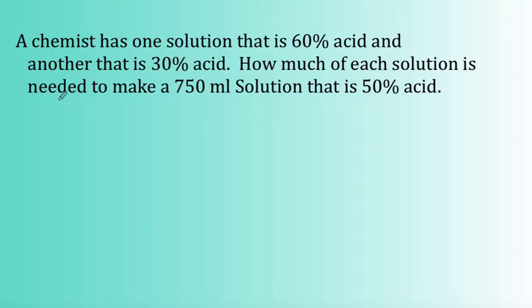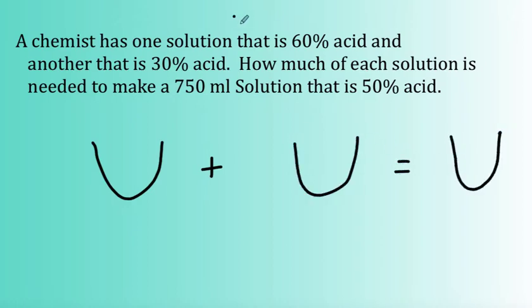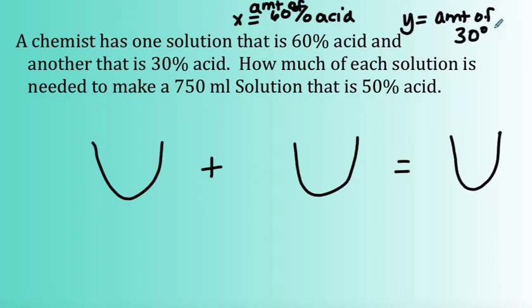Okay, so I'm going to go ahead. It's a mixture. I'm going to mix some bowls. All right, so I'm going to let x equal the amount of 60% acid solution, and y is the amount of 30%. So again, total amount, x plus y equals 750.